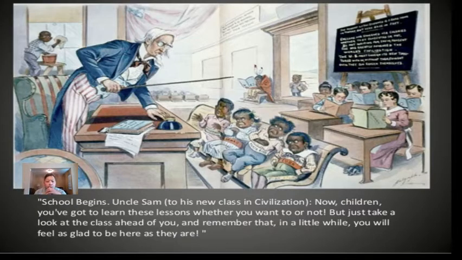Okay, now hopefully you read the wording at the bottom, which said, "School begins. Uncle Sam to his new class in civilization." Now, Uncle Sam is saying, "Now, children, you got to learn these lessons whether you want to or not, but just take a look at the class ahead of you. And remember, in a little while, you will feel as glad to be here as they are." Okay. So you notice the picture. Now, on the very big image here is Uncle Sam. Hopefully, you notice that he represents the United States.